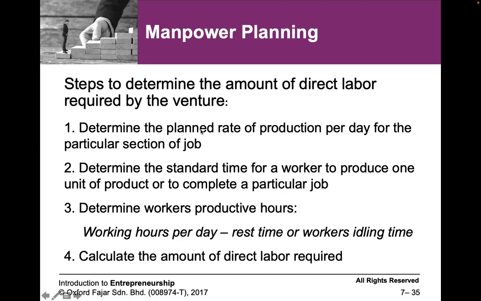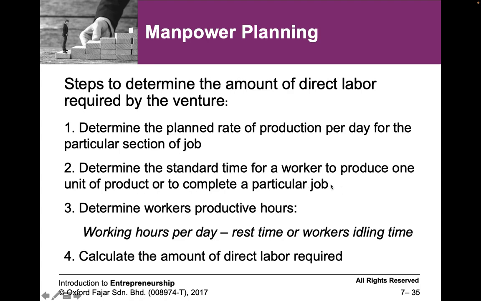Number one, determine the planned rate of production per day for the particular section of job. For example, we have already calculated 70 units in the production planning. We want to produce 70 units per day, for example. So this one is 70. Then determine the standard time for a worker to produce 1 unit of product to complete a particular job.